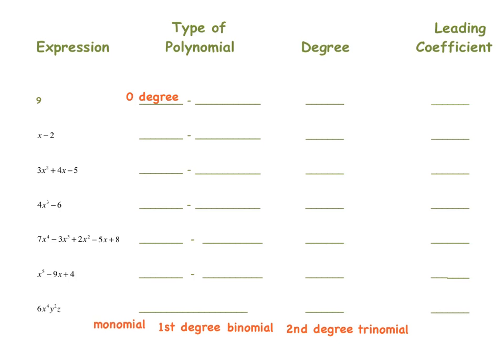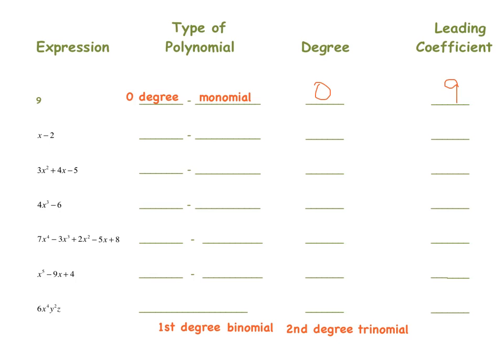Now, because this is one term only, this polynomial is classified as a monomial because it has one term. And as we've just stated, the degree is 0. And the leading coefficient, well, this is a constant, so the leading coefficient is the constant.